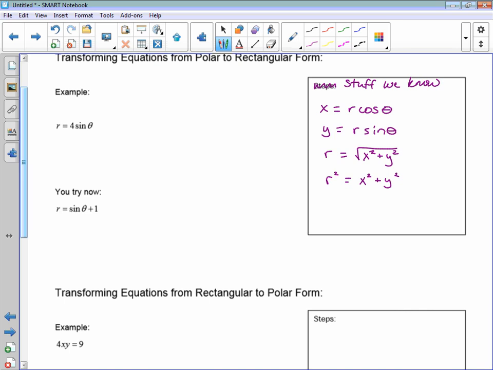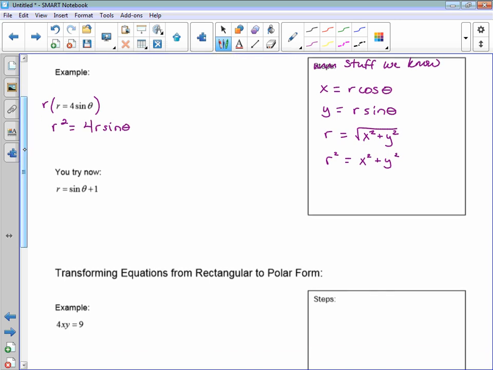So I see 4 sine of theta. It'd be kind of nice if there was an r in that, right? Like if it was 4r sine of theta, wouldn't that be helpful? So I'm going to multiply both sides of my equation by r. That's going to give me r squared equals 4r sine of theta. Okay, stuff we know. What does r squared equal? X squared plus y squared.